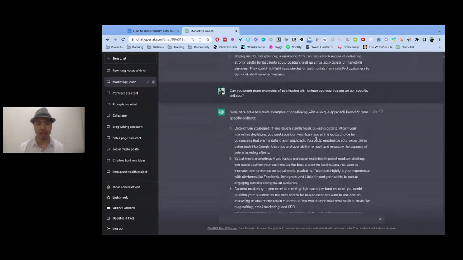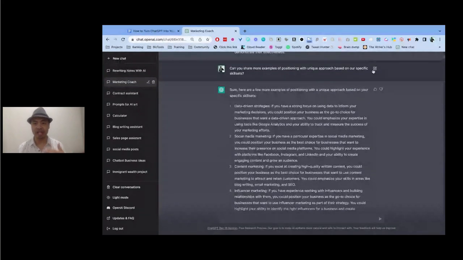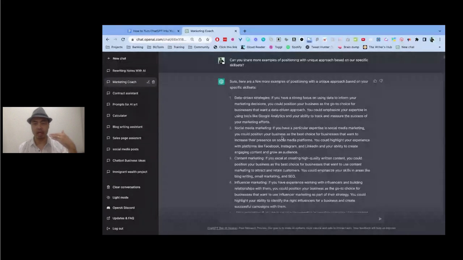Okay, I've asked here, can you share more examples of positioning with unique approach based on our specific skill sets? I think this question could be framed better, and instead of saying based on our specific skill sets, the results actually are pretty good based on the context I provided earlier with the starting prompt. But you can also clarify this further if the results aren't coming up with what you expect. Then you can, instead of saying something like our specific skill sets, say based on these specific skill sets, and then list out what those skill sets are in that one string of text, right?